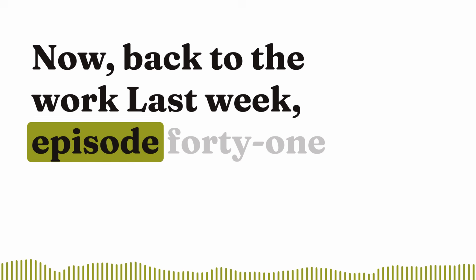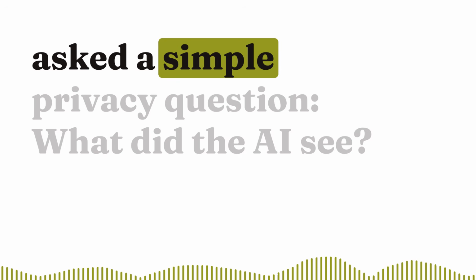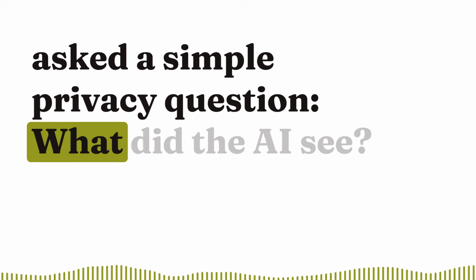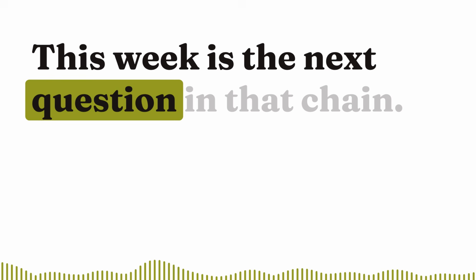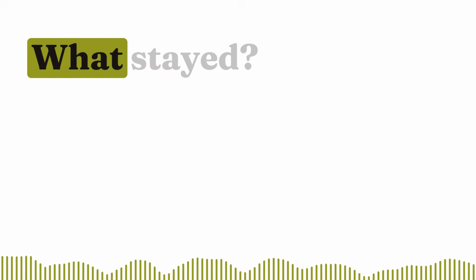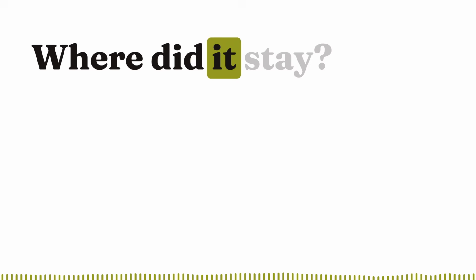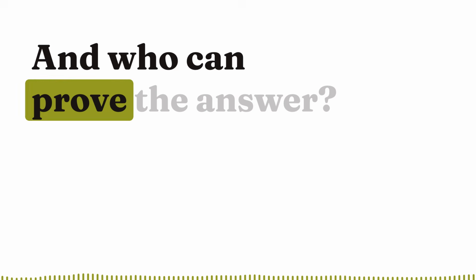Last week, episode 41 asked a simple privacy question. What did the AI see? This week is the next question in that chain. What stayed? Where did it stay? And who can prove the answer?